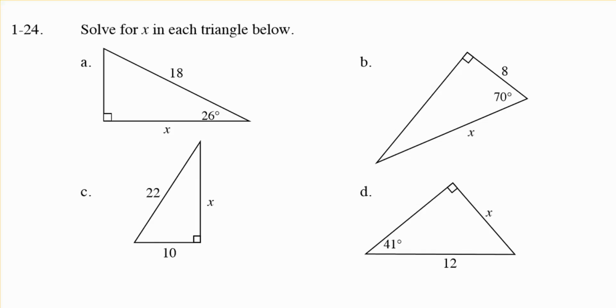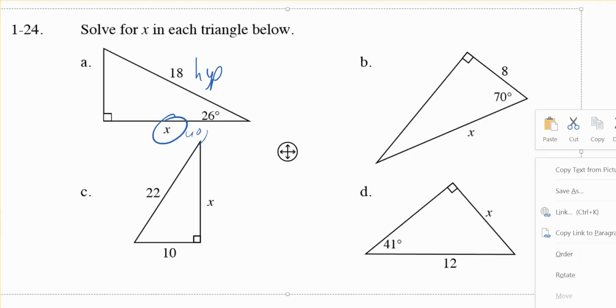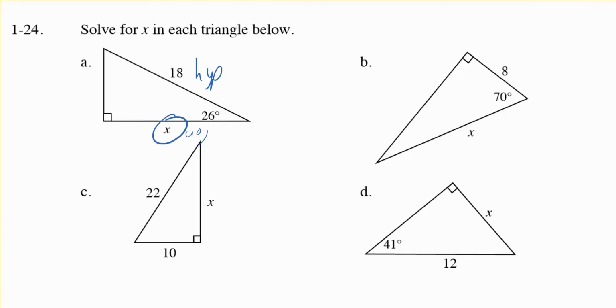All right, little SOHCAHTOA right triangle trigonometry review here. Solve for x. So first we'll be identifying what leg x is. And if 26 degrees is the angle we're talking about, then x is the adjacent. And we know the hypotenuse. So if we know the adjacent and the hypotenuse, we've got to be talking about cosine.